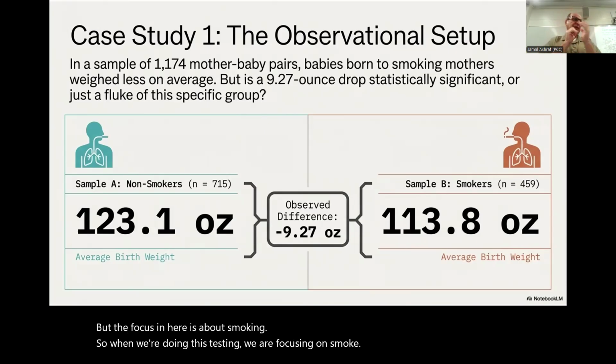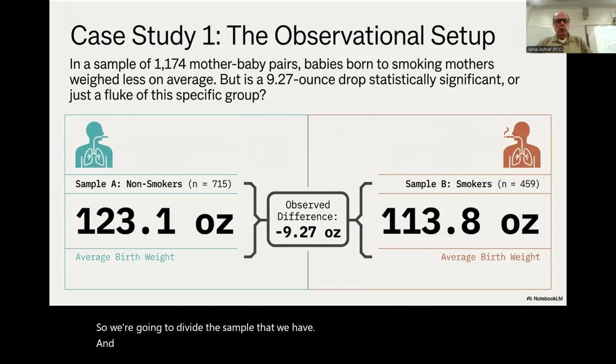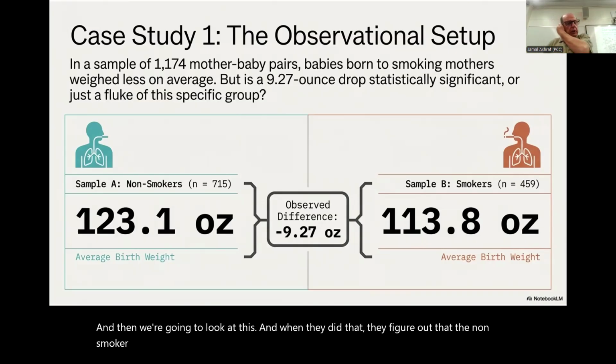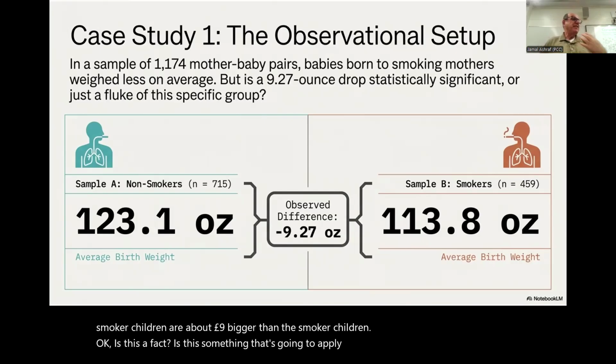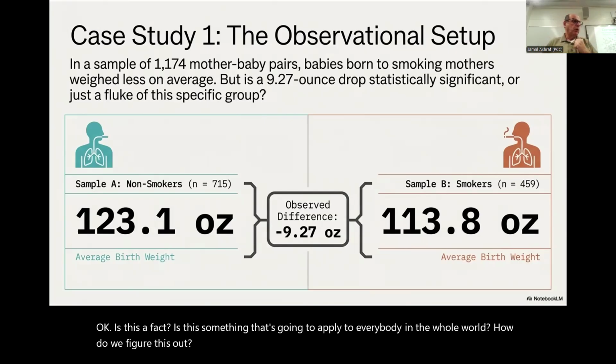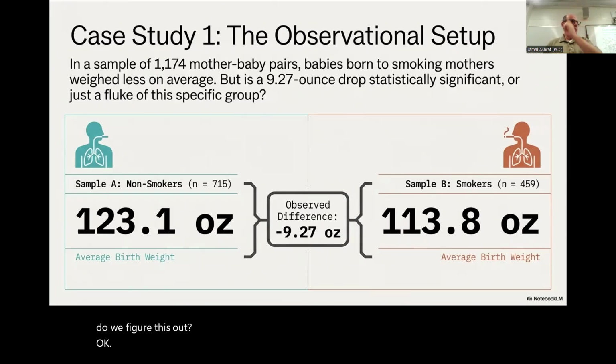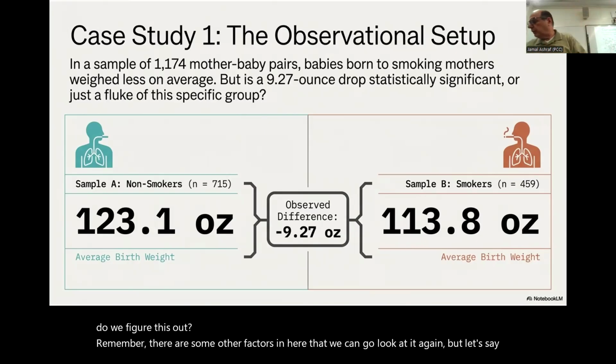When we're doing this testing, we are focusing on the smoking. So we're going to divide the sample that we have into smoker versus non-smoker, and then we're going to look at this. When they did that, they found that the non-smoker children are about 9 pounds bigger than the smoker children. Okay, is this a fact? Is this something that's going to apply to everybody in the whole world? How do we figure this out? Remember, there are some other factors in here that we can look at again, but let's say about the smoking and non-smoking.